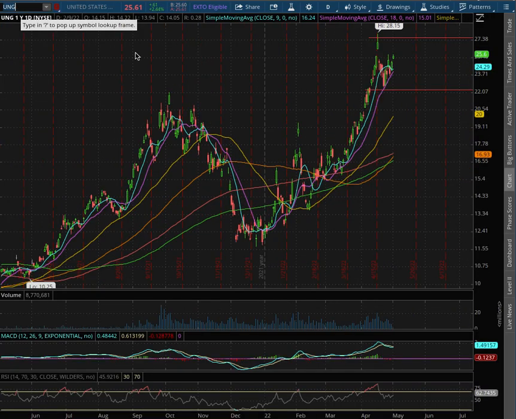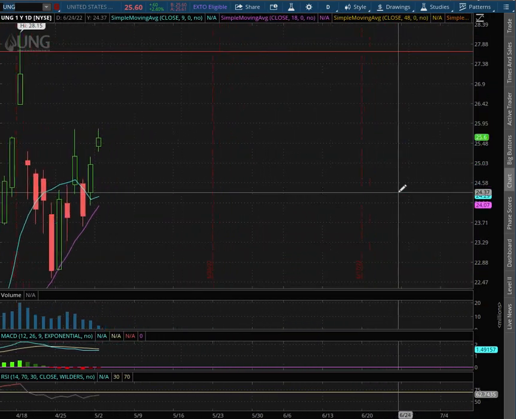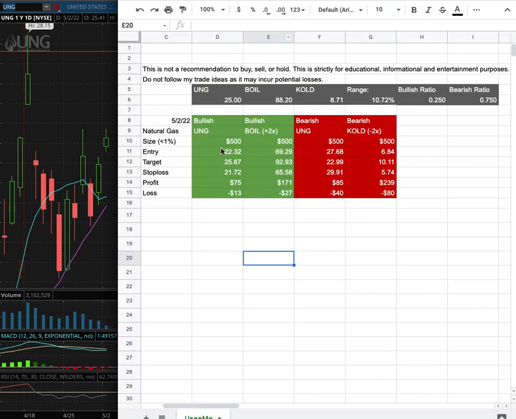And as with the trade idea, I'll be trading UNG. My trade position size is less than 1% of my portfolio. My entry is at $22.32. My sell target is at $25.67. My stop loss is at $21.72.